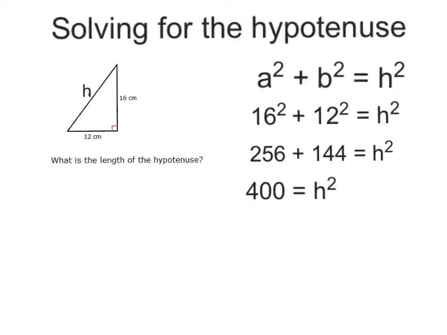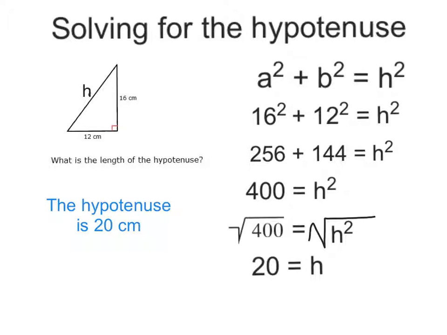Filling in the information that we can see from our diagram, the altitude is 16 centimeters, the base is 12 centimeters, so 16 squared is 256, 12 squared is 144. 256 plus 144 is 400. So that means that the square made from the side length of the hypotenuse would be 400 centimeters squared.